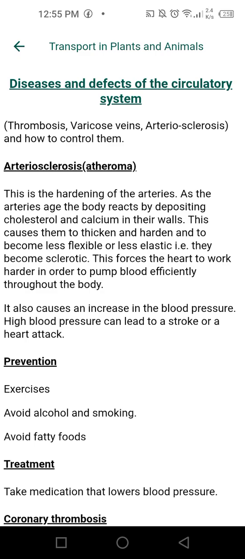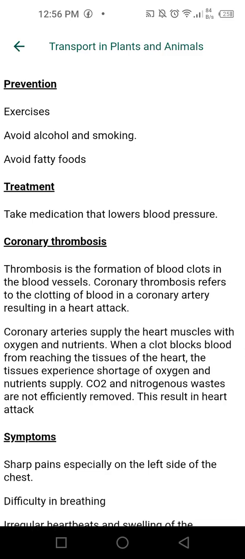This forces the heart to work harder in order to pump blood efficiently throughout the body. It also causes an increase in the blood pressure. High blood pressure can lead to a stroke or a heart attack. Prevention: exercises, avoid alcohol and smoking, avoid fatty foods. Treatment: take medication that lowers blood pressure.